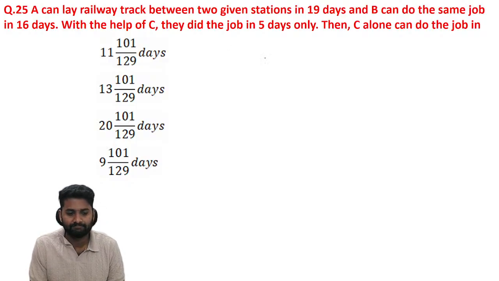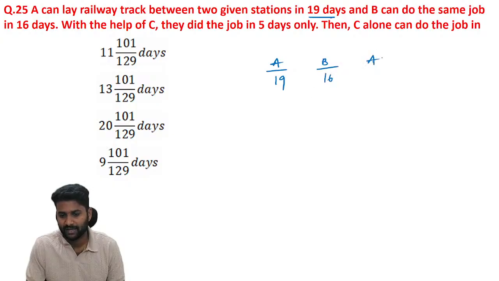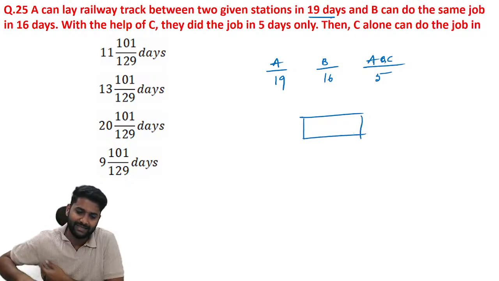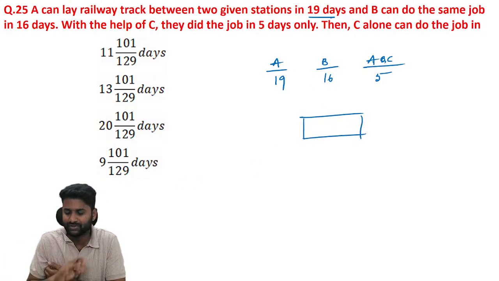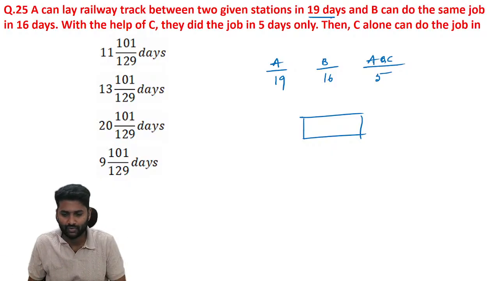Next, A can lay the railway track between two given stations in 19 days. A takes 19 days. B can do the same work in 16. With the help of C, all three people together will complete it in 5 days. Now, first of all, total work. Total work means LCM of 19, 16 and 5. You see the highest common factor is only 1. So just multiply all the numbers.